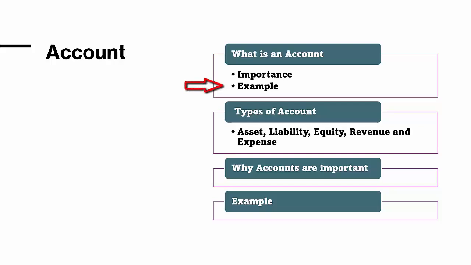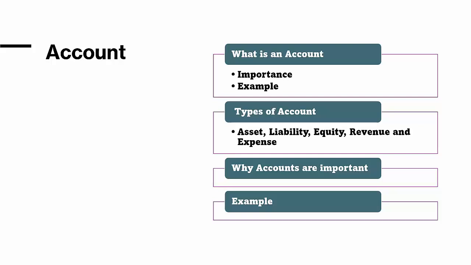Example of an account. Let's say you're running a small bakery and you need to track cash. You'd have a cash account where every time you receive money from selling bread, for example, or spend money to buy flour or pay rent, you make a note in the cash account. Over time, this cash account will show you how much cash you have available.